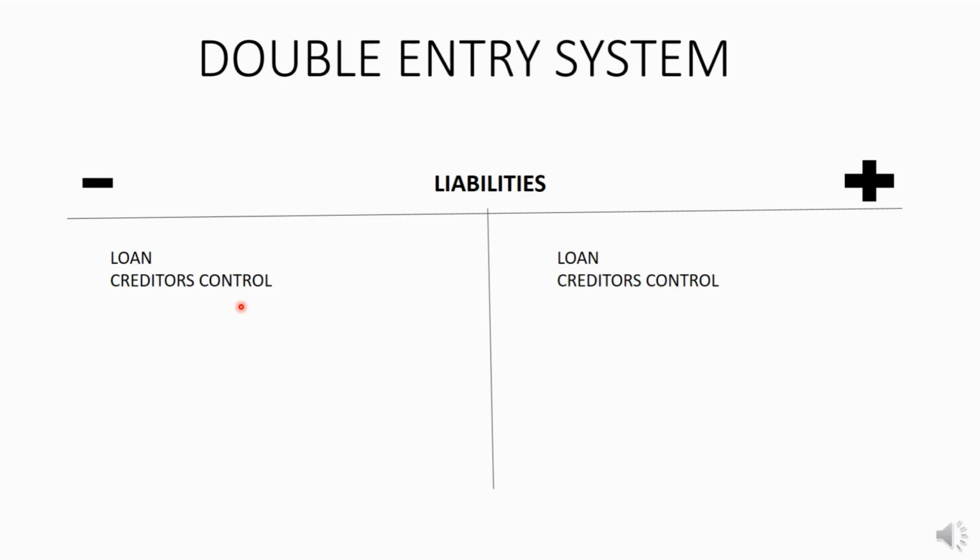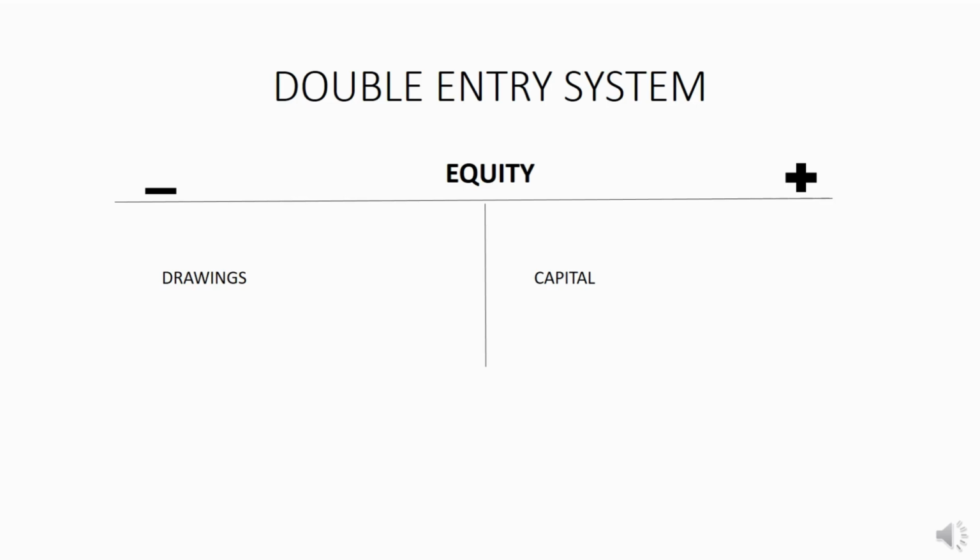So with regards to the double entry system, even if both of these accounts are increasing, there should be a debit and there should be a credit. Even if both of these accounts are decreasing, there should be a debit and there should be a credit. So let us continue to the next slide. Equity.